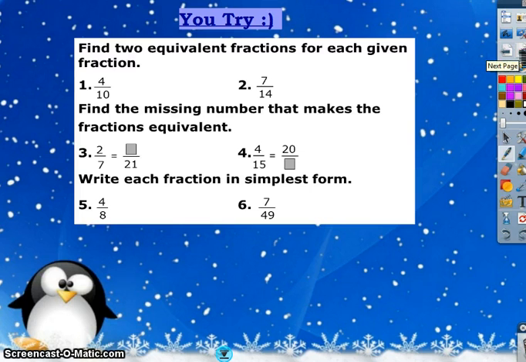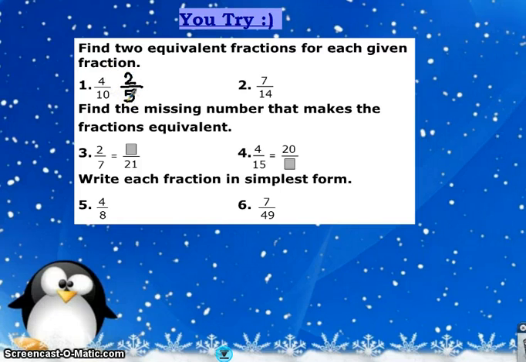So what I want you to do is try these on your own. You can hit pause, and then when you hit play, I'll put up the answers. So, 2 equivalent fractions for each given fraction over here. You can divide or you can multiply. So first I'm going to divide both the top and the bottom by 2. And this actually gets us the simplest form as well, 2/5.